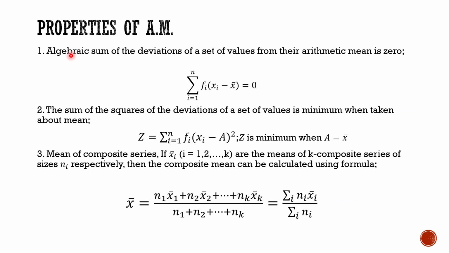Now, some properties of arithmetic mean. The first one is that the algebraic sum of the deviations of a set of values from their arithmetic mean is actually 0. As you can see here, these are the deviations from the values to the mean, that is the arithmetic mean x bar. So if the numbers x1, x2, and so on have mean x bar, then the sum of the deviations would be equal to 0. If it's a frequency distribution, then we'll have to multiply by the corresponding frequency also.